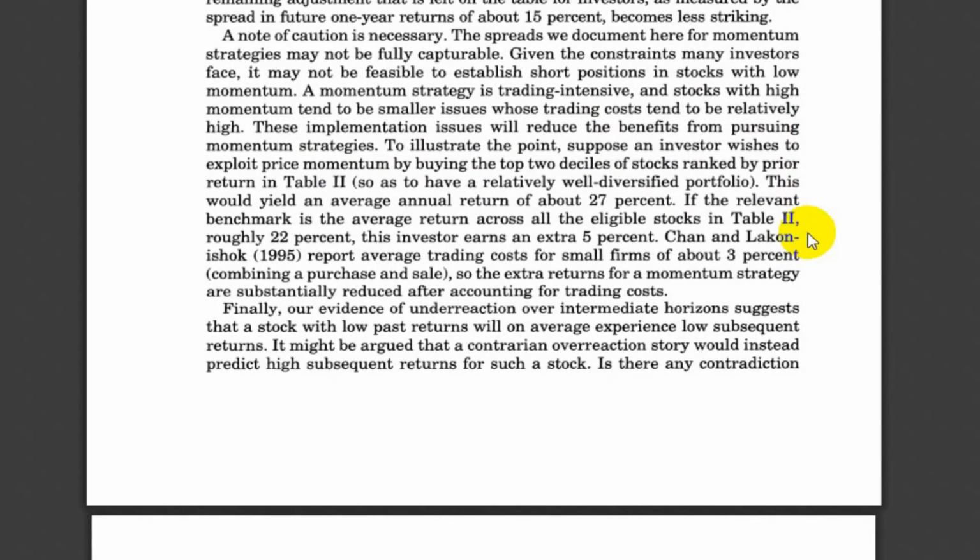And to show an example here, buying the top decile portfolio gets a 27% return, which was 5% higher than the 22% return of the average across all the stocks. But with trading costs added in, which may be about 3%, then you're only netting about 2% above the market. And so finally they found that stocks with low past returns also have low subsequent returns, and this may be conducive to a contrarian approach where the stock may have high subsequent returns in the future.